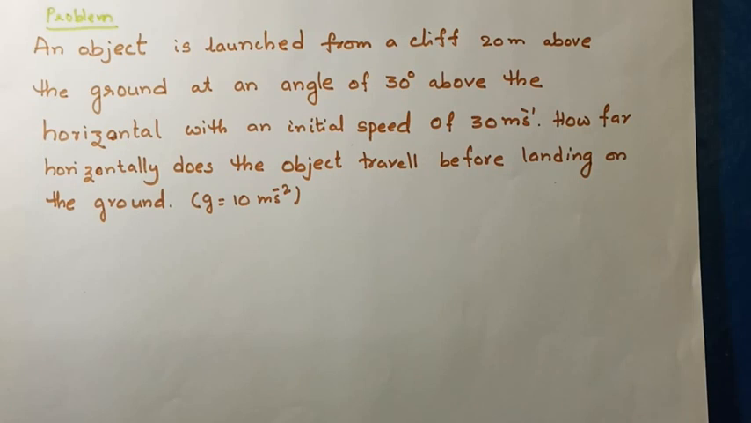First problem. An object is launched from a cliff 20 meters above the ground at an angle of 30 degrees above the horizontal with an initial speed of 30 meters per second. How far horizontally does the object travel before landing on the ground? It's a simple problem. Let's see how to solve this.